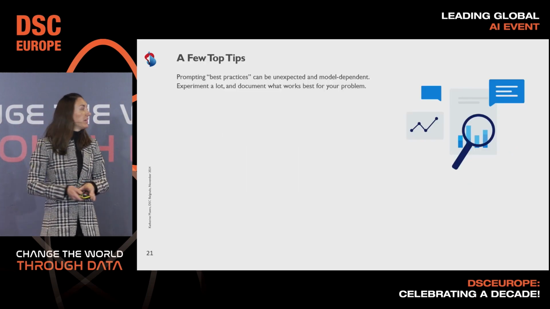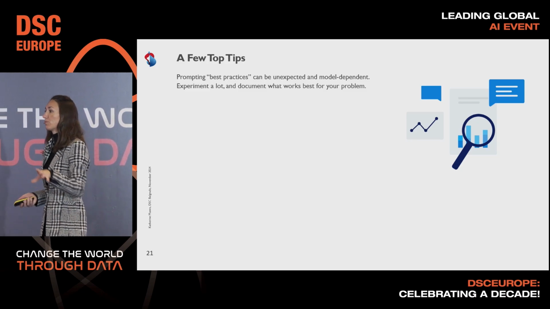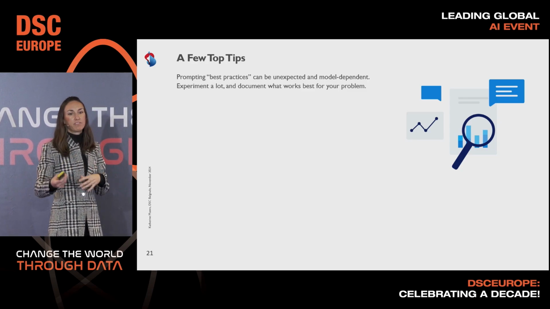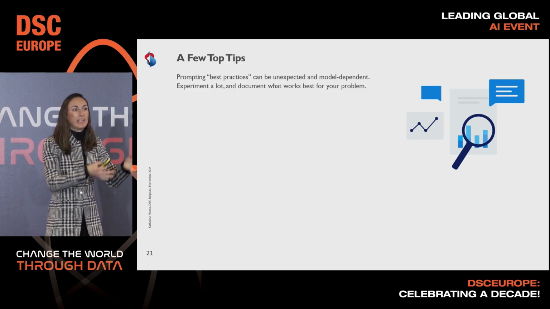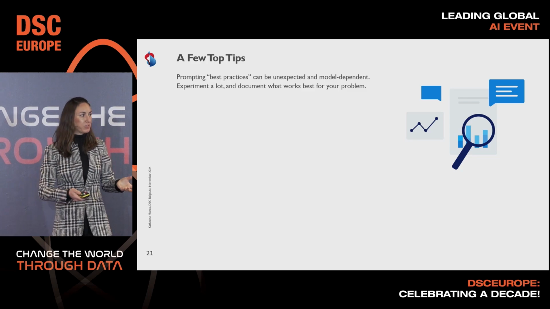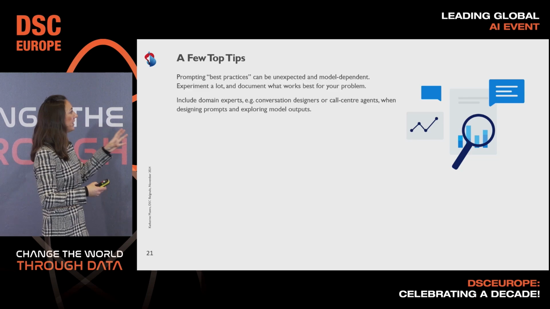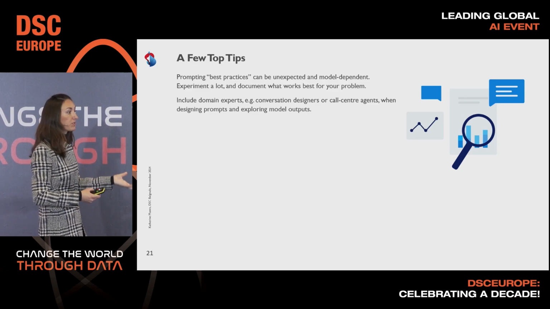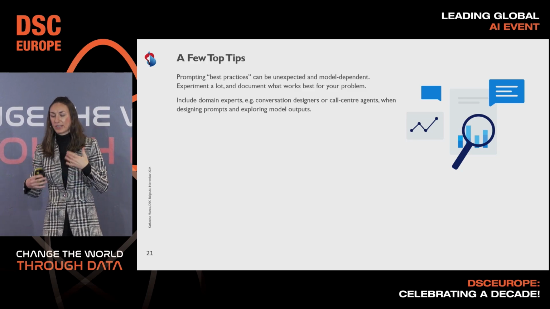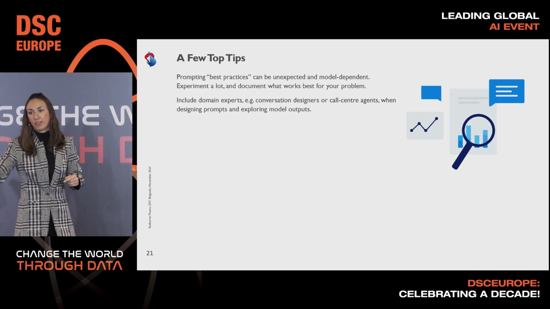So my tips, though, is firstly, the prompting best practices can be unexpected and model dependent. That's super important if you're going to compare, say, GPT-4 and GPT-4o. Some might be more confident or even more confident in weirdly specific ways. So experiment a lot and make sure in your cross-functional teams you're doing a good job of documenting what's actually working. Include domain experts like conversation designers, or in our case, call center agents, when you're designing the prompts and exploring the model outputs. So the people who are writing the descriptions need to know how the customers talk to you.